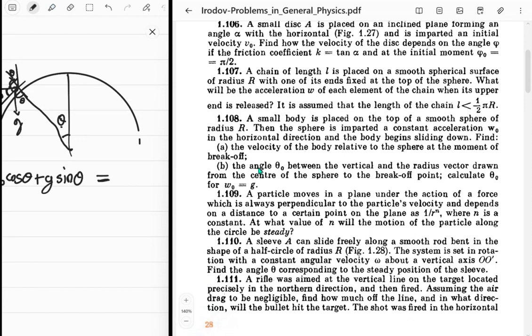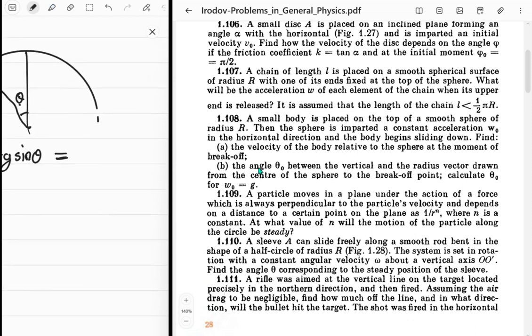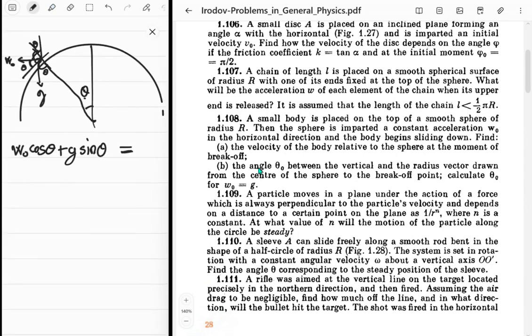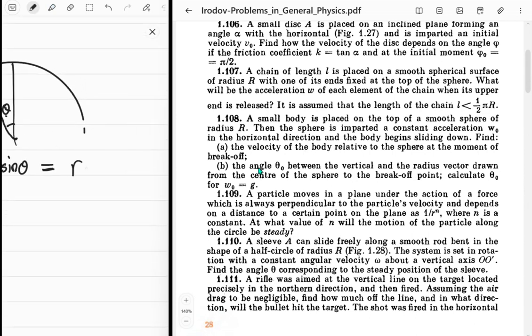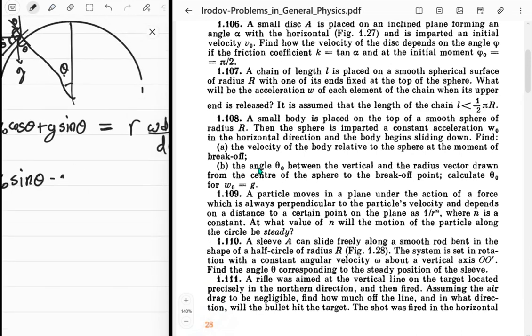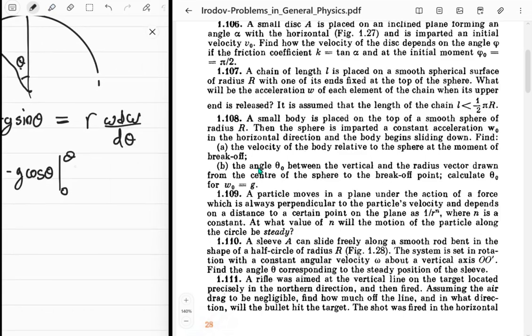Since it's all in theta, maybe omega is the better way to do it. So this is our tangential acceleration, and this thing upon r is what we're looking for. This is equal to r times angular acceleration, which is omega d omega upon d theta. Integrating this, we get omega naught sine theta minus g cosine theta, going from 0 initially to theta finally. That has to be equal to r omega squared upon 2, because initially it was 0.